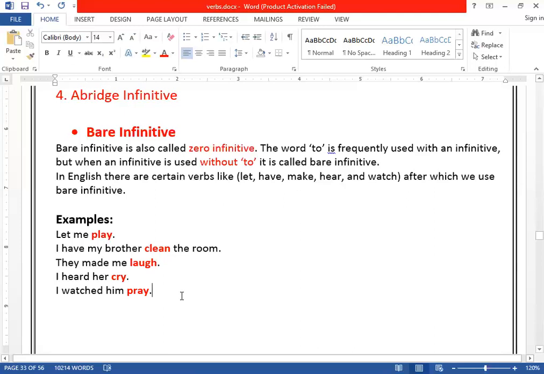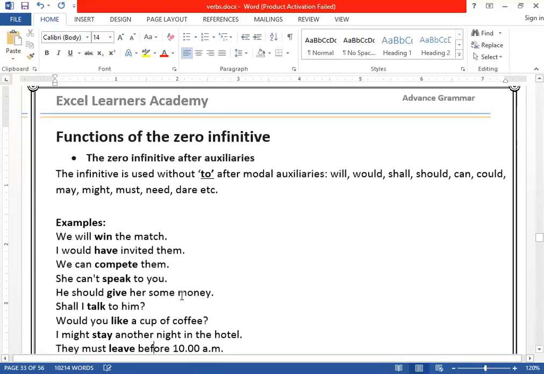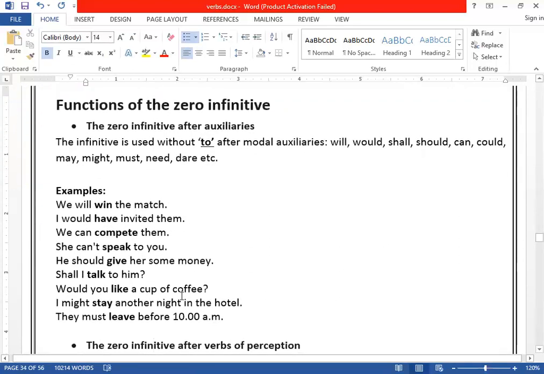I'm going to teach you people what the cases are where we cannot use to, or where we will use bare infinitives. We will study the functions of zero infinitive. Zero infinitive means bare infinitive or without to infinitive. Functions of zero infinitive. What are the functions of it?